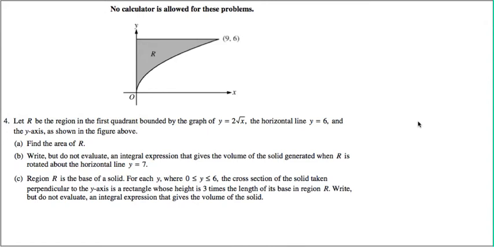Hello, let us look at number 4 from year 2010, Form A. Alright, so let's get started here. I'm going to give you a little bit of time for you to read, and then we'll try to get this question together. So we have region R be the region in the first quadrant, as you can see. y equals 2 radical x. I believe that's the curved line right over here.